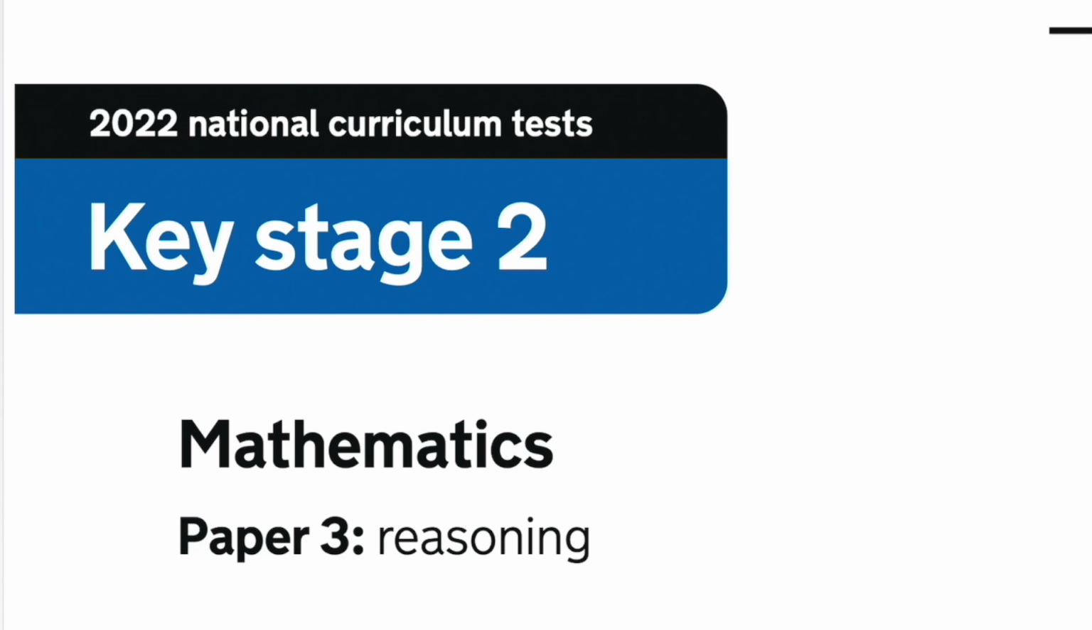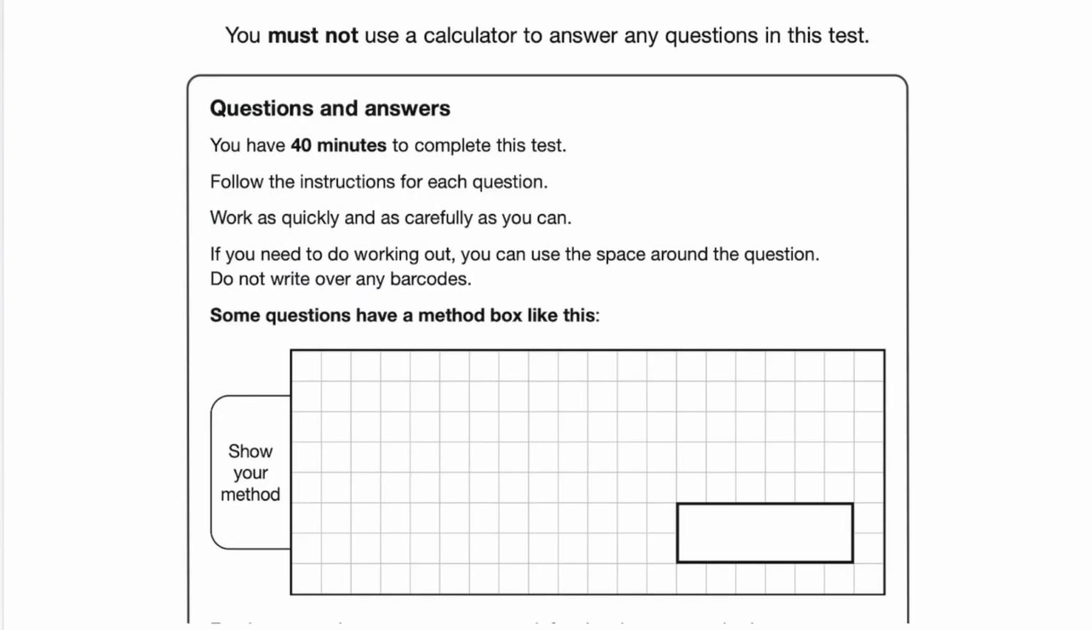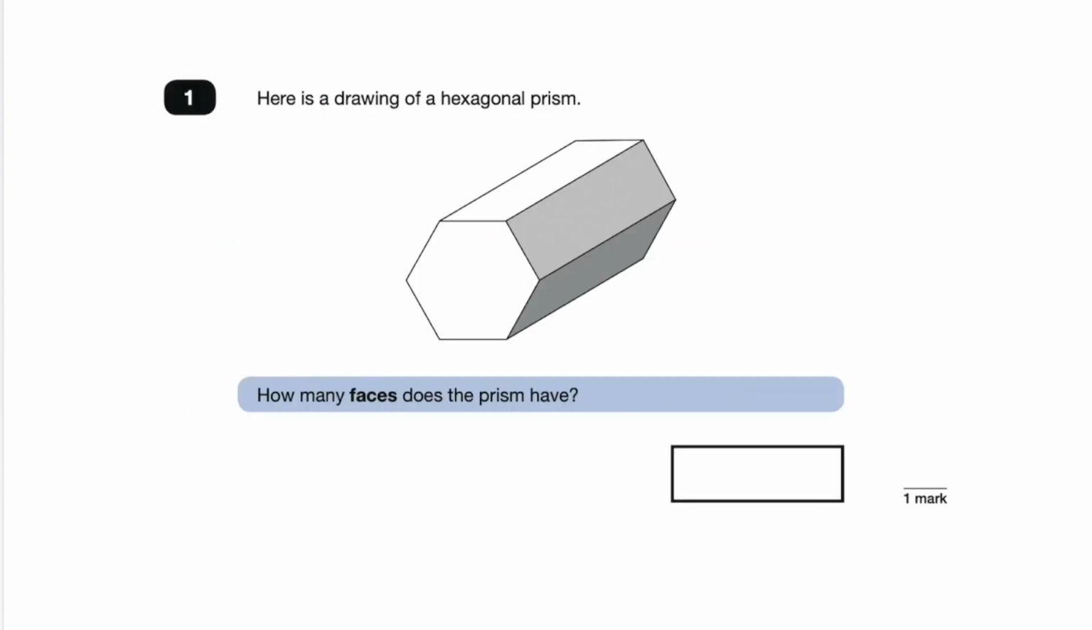So let's begin by just looking at the instructions. This is a non-calculator test, and we have 40 minutes to complete it. It says that we can do our workings out around the question or in the question box, but do not write on any of the barcodes. So let's begin with question 1.